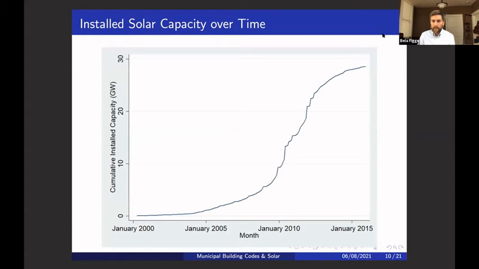What we see overall is that prior to 2000, so prior to the substantial increase in the feed-in tariff, there was very little, almost zero solar capacity installed in Germany. And then we see this continuous increase over time. So that's important for our identification strategy, that there's very little solar installed capacity before 2000.